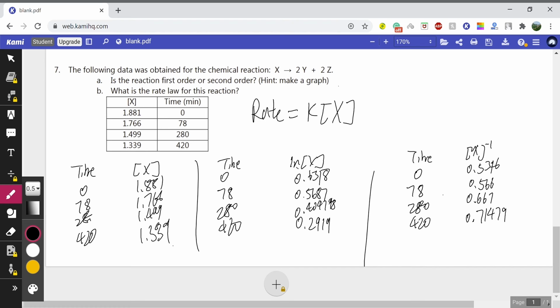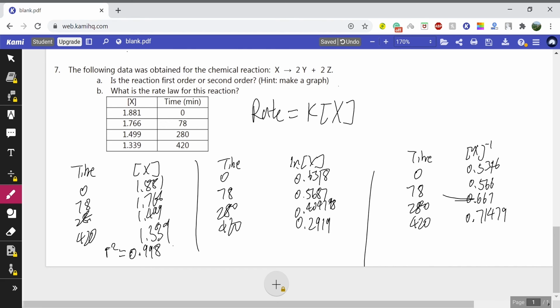Now you click stat again. Stat should be in the middle column of your calculator. You go to stat again, and you click the right arrow to calc, and then you go down to linear regression again, which is 4. And this time it tells you r squared. Now you want r squared to be as close to 1 as possible. It's 0.998. The closer r squared is to 1, the more linear it is.